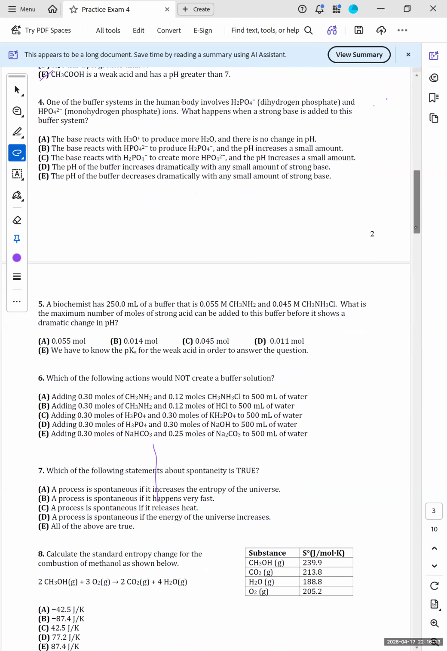Okay, so hopefully the space will be better for 4. One of the buffer systems in the human body involves dihydrogen phosphate and monohydrogen phosphate ions. What happens when a strong base is added to the buffer system? In this phosphate buffer, the dihydrogen phosphate is the acid part of the buffer, so it reacts with the added hydroxide. That forms more hydrogen phosphate and water. So the pH would go up a little bit, but not a lot, because the buffer resists that large pH change.